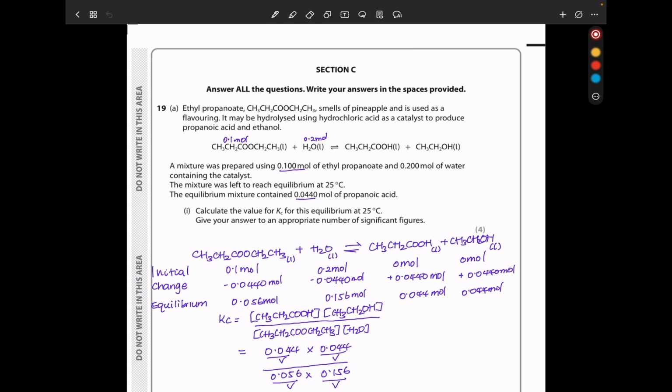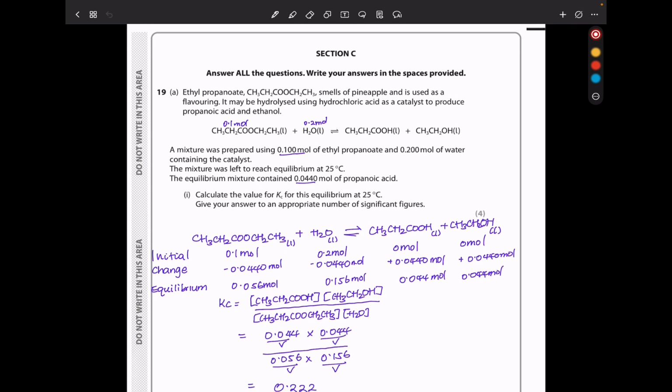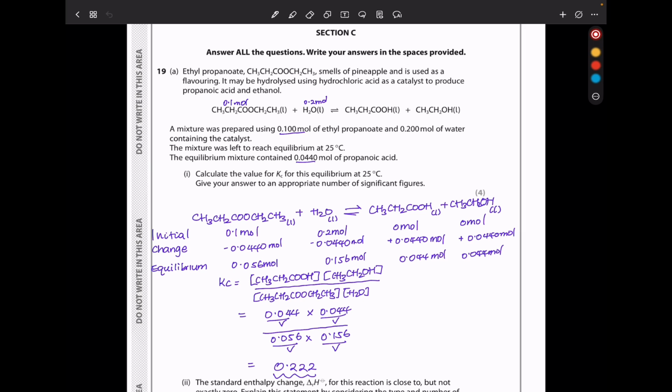A mixture was prepared using 0.1 mole of ethyl propanoate and 0.2 mole of water containing the catalyst. The mixture was left to reach equilibrium at 25 degrees Celsius. The equilibrium mixture contains 0.044 mole of propanoic acid. Calculate the value for Kc for this equilibrium at 25 degrees Celsius and give your answer to an appropriate number of significant figures.